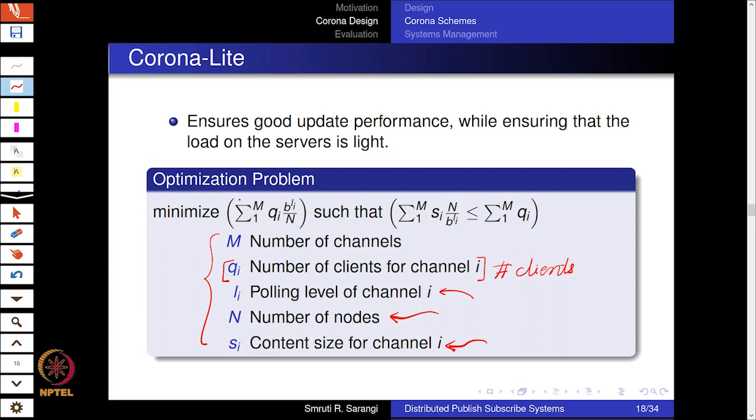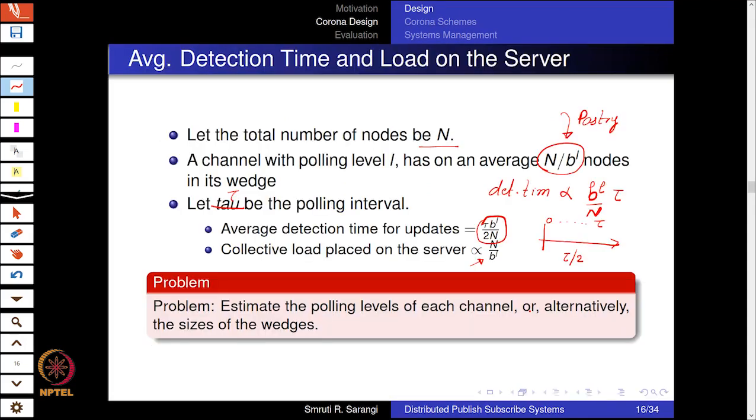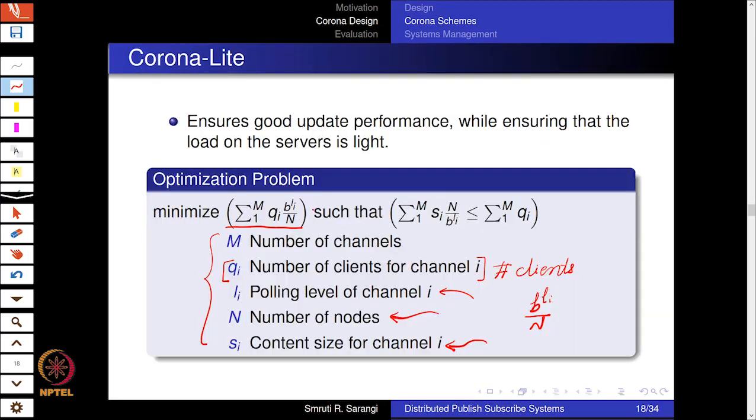So what are we trying to do here? Well, we are trying to minimize Qi times b to the power Li by n. So let's see what this is. So b to the power Li by n, let's just go to the previous slide. So this is proportional to the update detection time. It is proportional to this quantity. So we say that this is the update detection time.